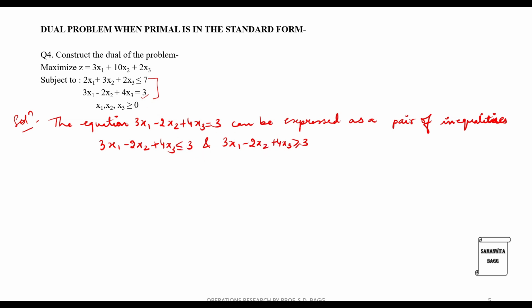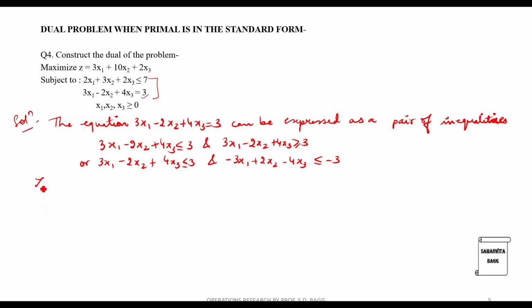Now you know that for a maximization type of problem, the inequality should be of less than or equal to type. So this one I will not change. This one I'll change by multiplying throughout with minus 1. So this becomes -3x1 + 2x2 - 4x3 ≤ -3. Now both the inequalities have less than or equal to sign.